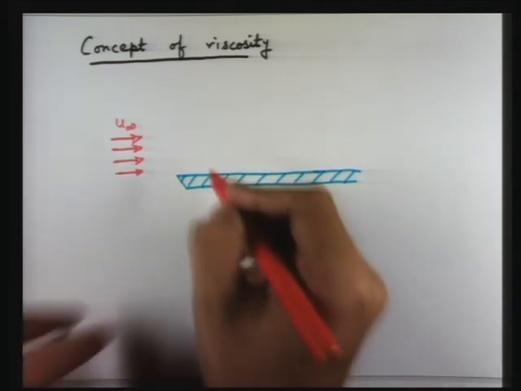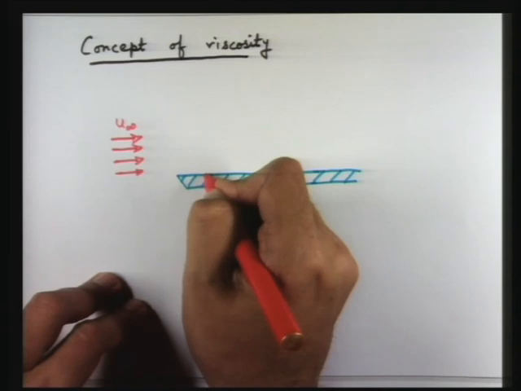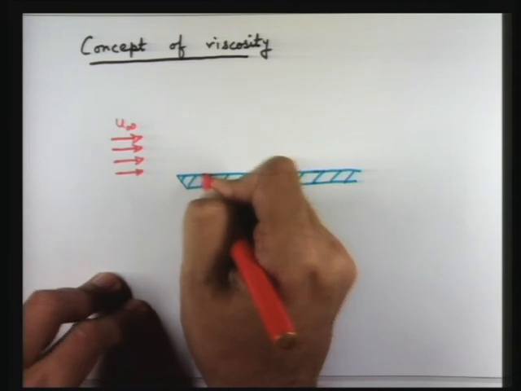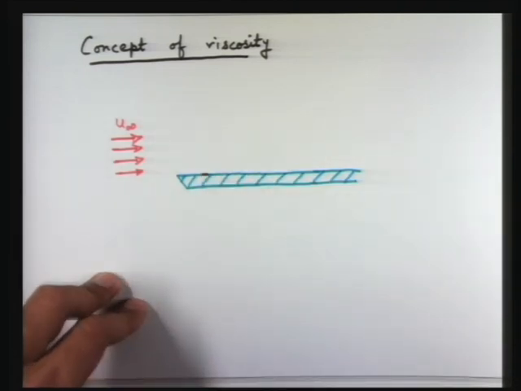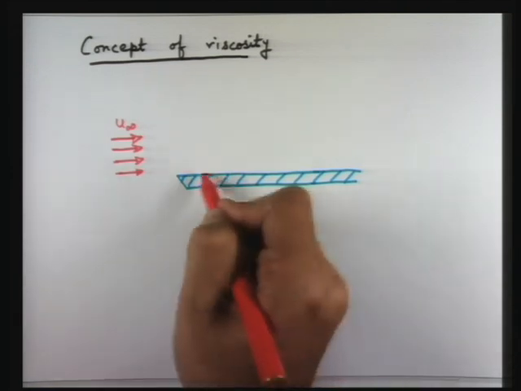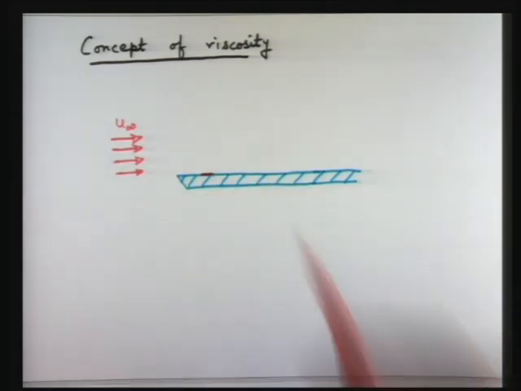So let us say that the fluid which is here at the interface with the solid boundary, that is the first layer of fluid, will be at the velocity of the plate. Because the plate is stationary, the fluid is also stationary.